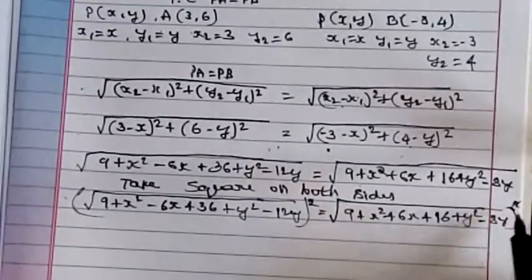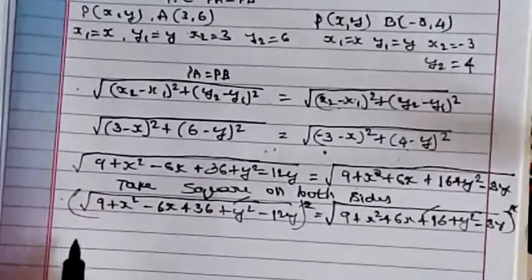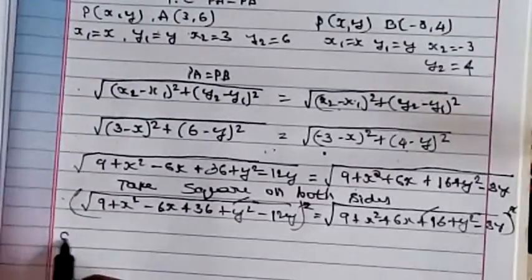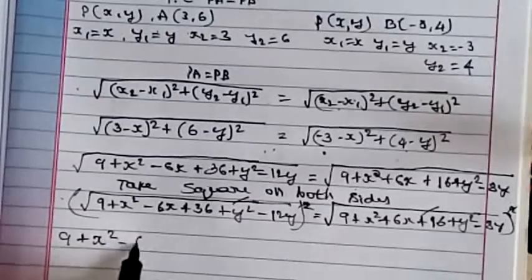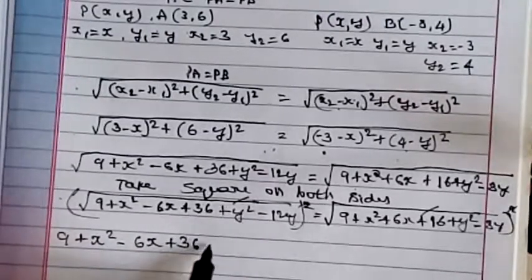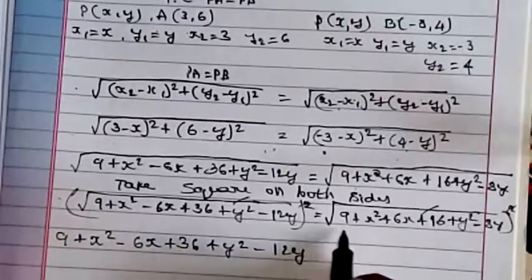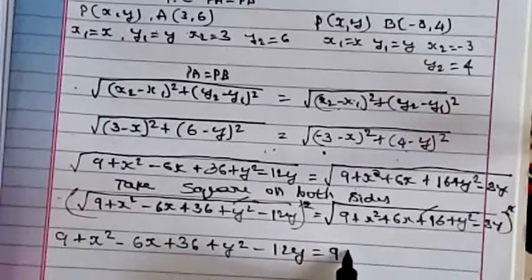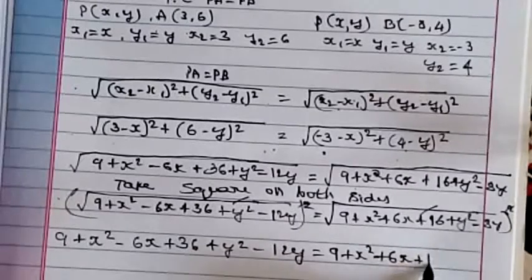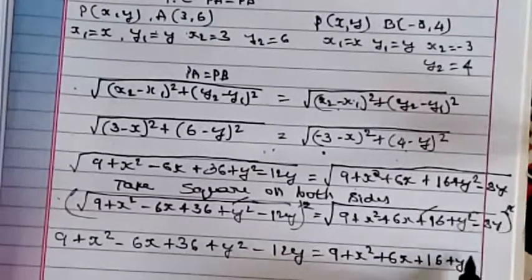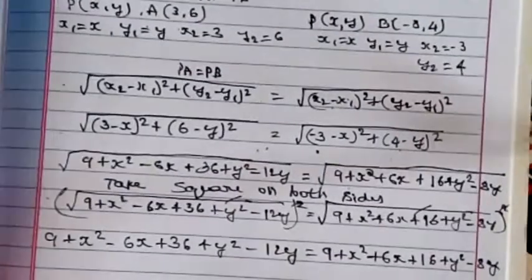Okay, now here the square root gets cancelled. Whatever the remaining is, just write down. So therefore 9 plus x square minus 6x plus 36 plus y square minus 12y equals 9 plus x square plus 6x plus 16 plus y square minus 8y.